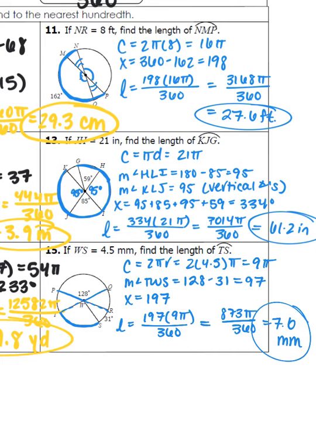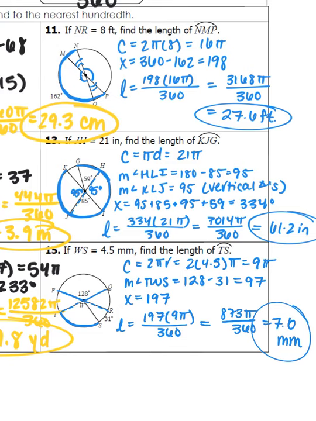13 and 15 were a little bit trickier to find the measures of the angles or the arcs, so that X value. For number 13, I looked at the diameter here, and I found the measure of angle HLI because it's a linear pair, so that one was 95. That angle is vertical with angle KLJ. And then we had all of the information we needed. We could just add up those 4 angles, and that gave us the X value.